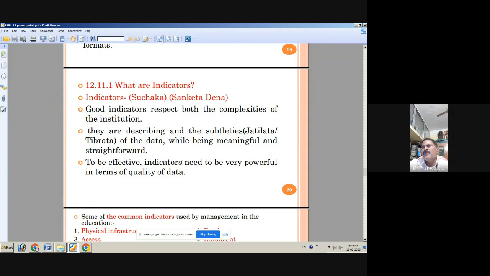They are describing the difficulty of the data and also make it very meaningful. And to make it more effective, the indicators are always to be considered powerful. Because when we have to collect the information or the data, when we have to analyze all the data, then definitely it will be more essential for us for the knowledge regarding the educational institution.